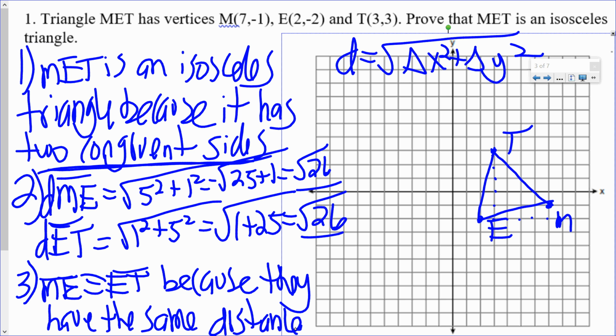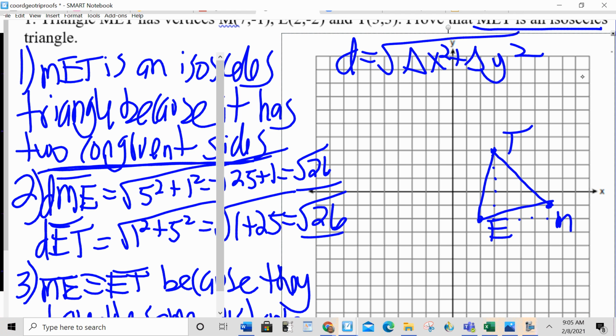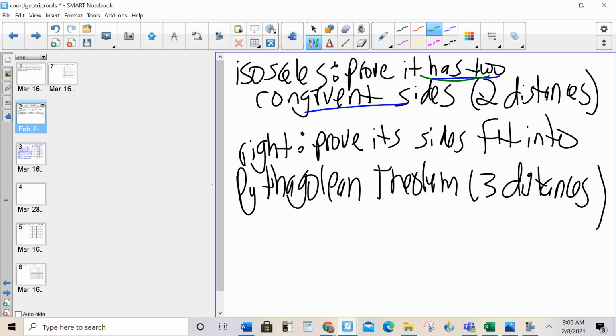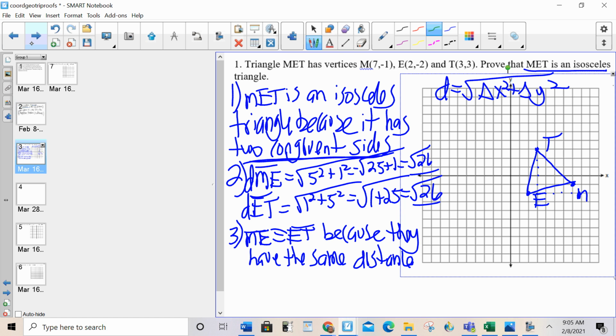So component 1, you're going to state what they want you to prove. MET is an isosceles triangle because, and then you go to your how do you prove list: it has 2 congruent sides. Then you're going to find the distance of those 2 congruent sides. And then you're going to tie it all together. If you're telling me that it has 2 congruent sides, tell me what 2 sides are congruent because they have the same distance.